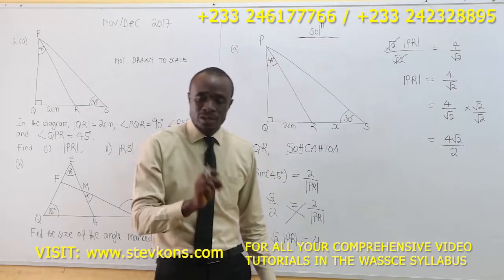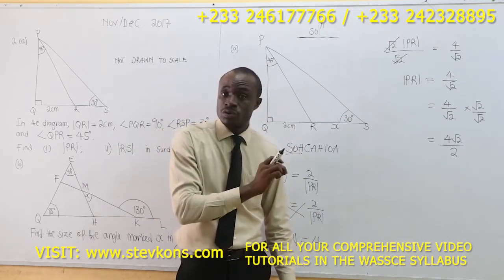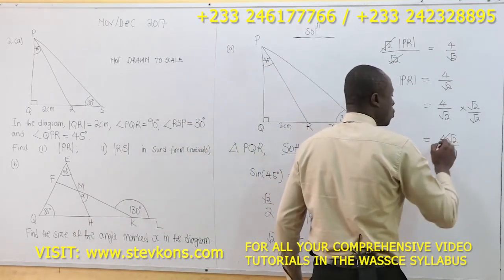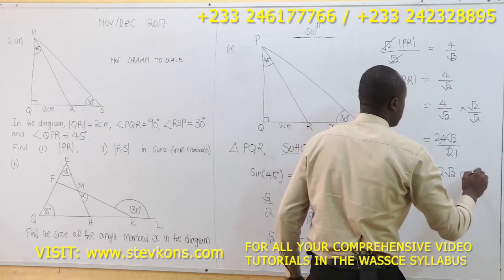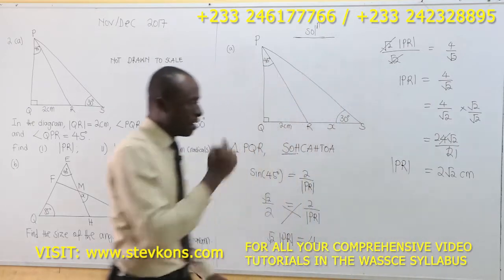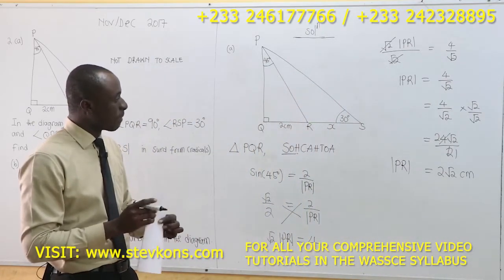Right, we know root A times root A is A. Hence, root 2 times root 2 is 2. Now, 2 will go into 4, 2 times. So that's 2 root 2 centimeters. So our PR is 2 root 2 centimeters.